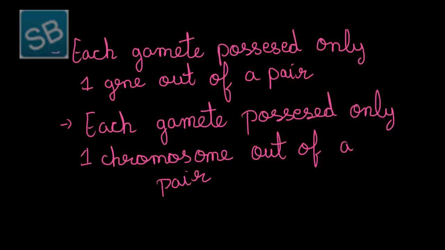In this manner, there were a few similarities between Mendel's hypothetical factors and Sutton's chromosomes. On this basis, Mendel's law of independent assortment can also be explained with the help of the chromosomal basis.